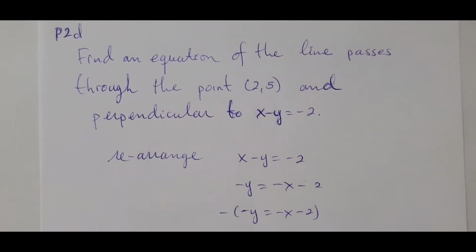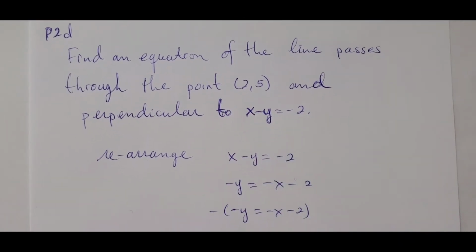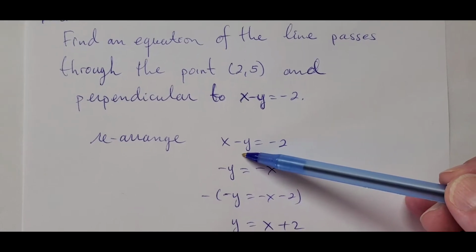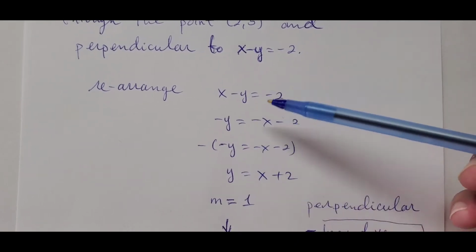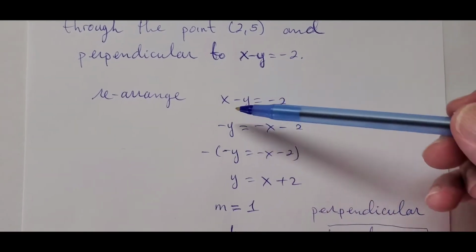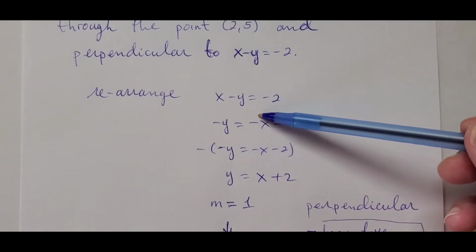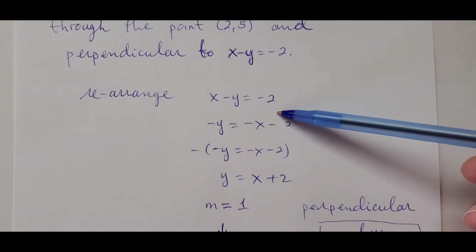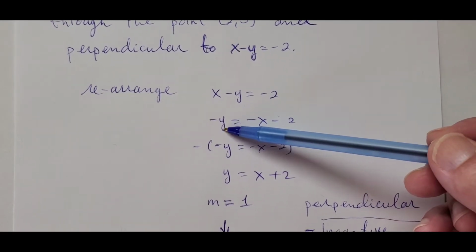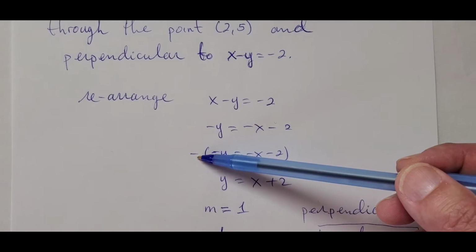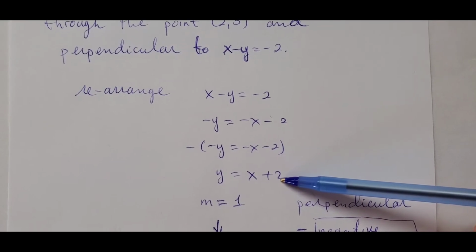First things first, you need to rearrange the given equation. Make sure you are solving for y. Y must be by itself, and it has to be positive. This was from the last video. So move the x over, so minus x. I need y to be positive. On this side, if it's negative or positive, it doesn't matter. What matters is y must be positive and by itself. So I multiply by an extra negative, so it becomes positive y, positive x, and positive 2.